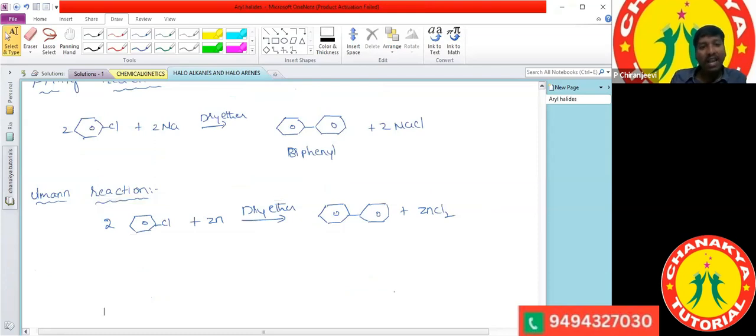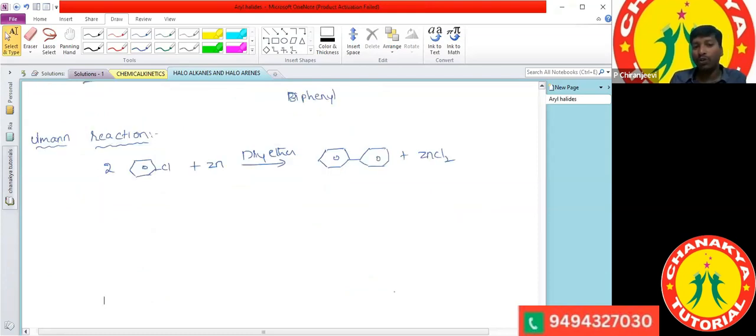The Wurtz-Fittig reaction we are calling. Wurtz-Fittig reaction, in name only it is there. In the Wurtz-Fittig reaction, what are the reactants we are taking?